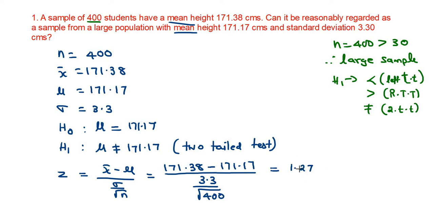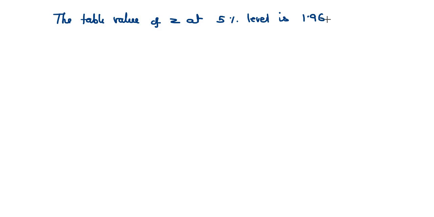The next step, fourth step, is to write the table value. Here we have two-tailed test and the level of significance is not mentioned. So we'll take 5% level of significance. So the table value of Z at 5% level is 1.96. So what is the inference?